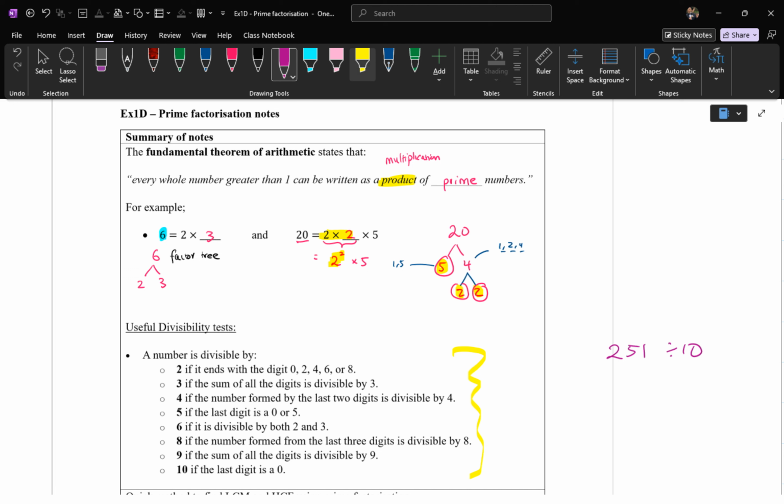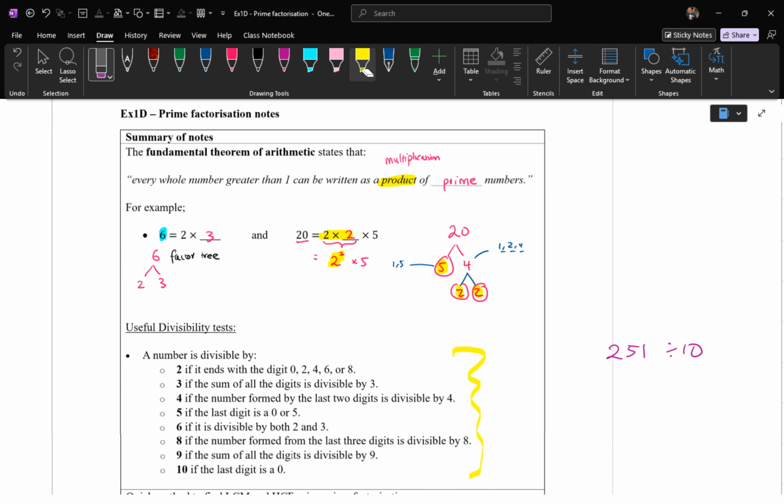Very good. So that's one of the facts that you can see here. For it to be divisible by 10, the last digit has to be 0. So there's 2, 3, 4, 5, 6, 8, 9. These are common facts that you might like to know. It might help you just to find divisibility. If not, you can move on.